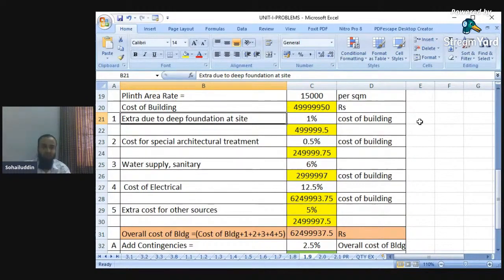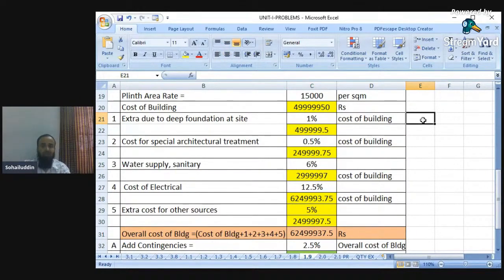If the strata is black cotton soil, then extra cost is required for excavations. Beyond 10 feet, or beyond 11, 12, 13 feet, if we have to excavate and equipment or more labor is required, at that time this amount will be reserved. This 1% will be reserved where the soil is black cotton soil, or if the hard strata is deep. If the hard strata is deep, extra amount is required. So 1% is reserved for this.